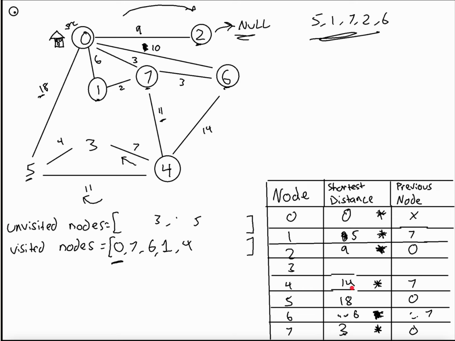So to get to node 4, it takes 14. It takes a number of 14 to get there. So we want to add this 7, so we have a distance of 21. Yeah, a distance of 21, and we come from node 4.